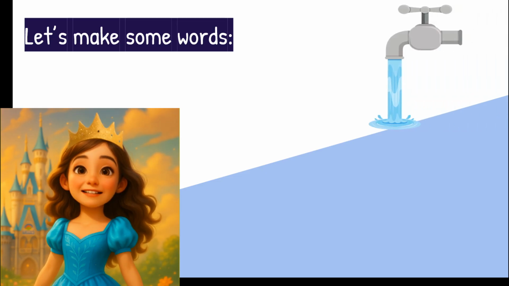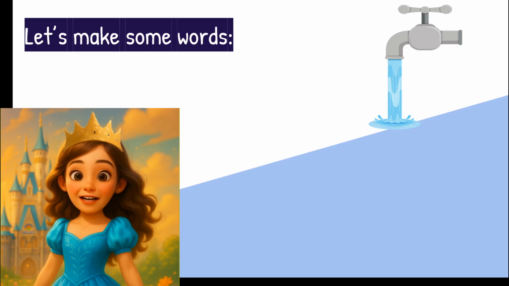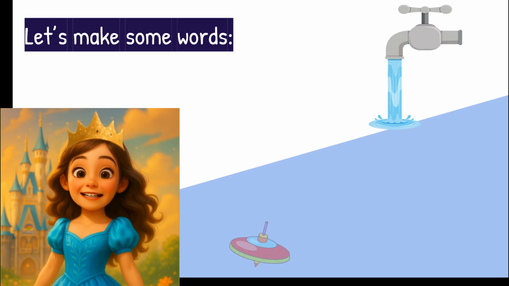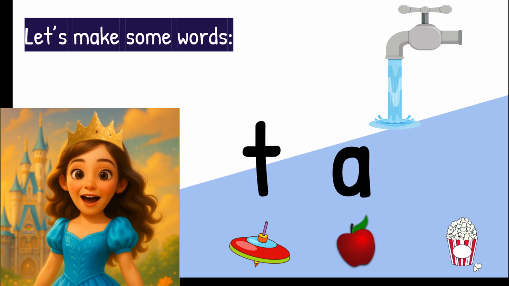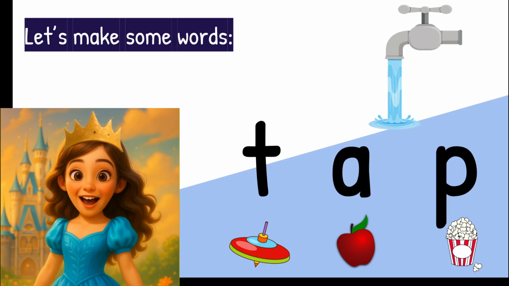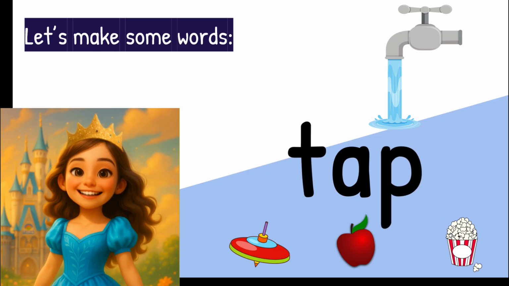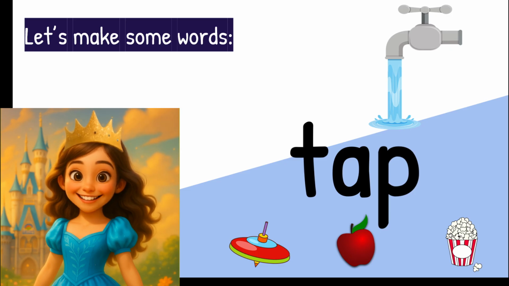What's that? A tap. That's a tap. Listen to me. Tap. How many sounds? T, a, p. 3 sounds. T, a, p. Tap. Now you blend. Tap. Very good. Now you have another one. Wow, 6 words already. That's a lot.